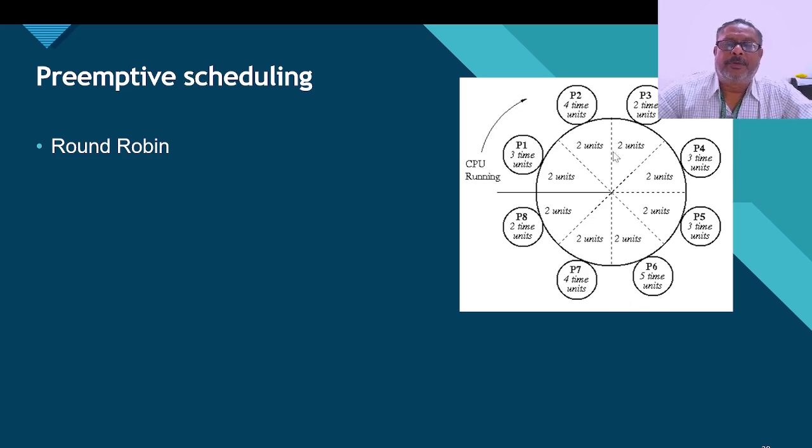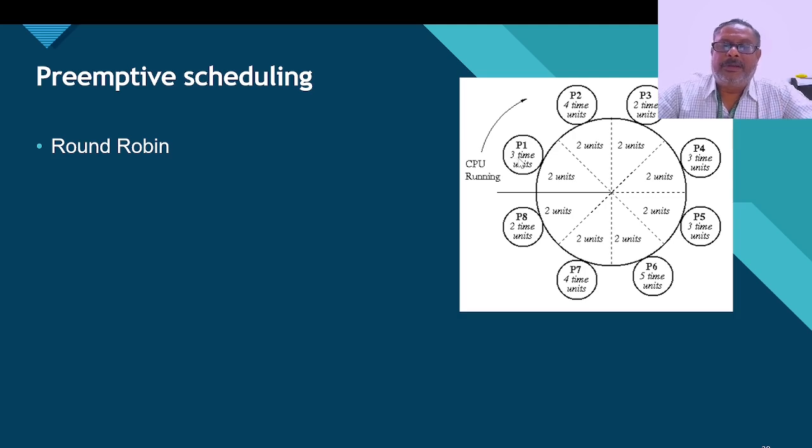So many processes are there, and only a single process can run at a time. In the first, we can give process one, maybe 3 units of time, but each one is given 2 units of time. So after 2 units, process two gets in, then after 2 units, process three, then process four, then process five, then process six, then process seven, and then process eight.